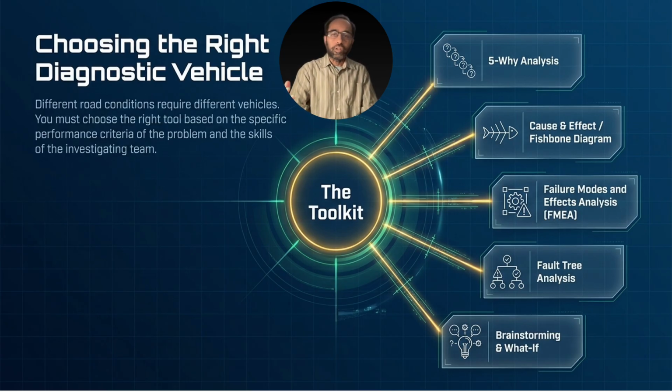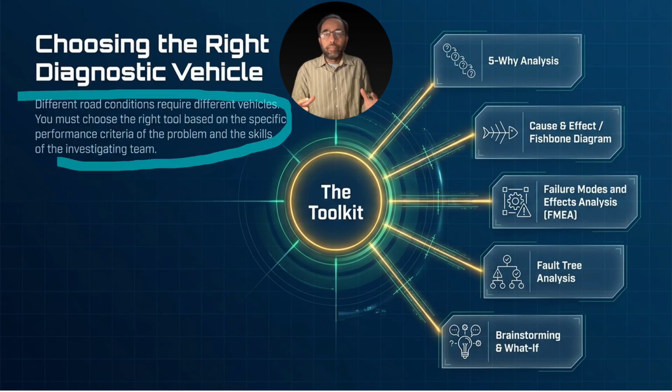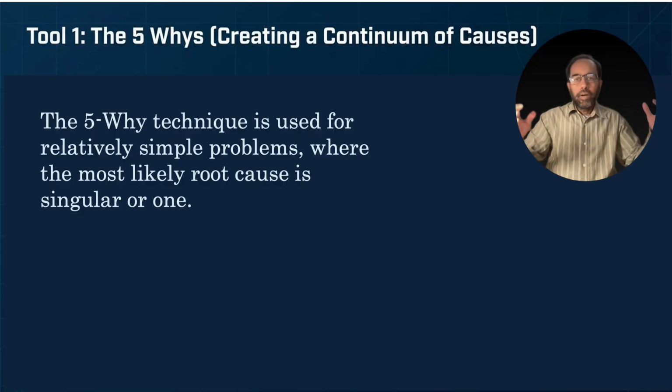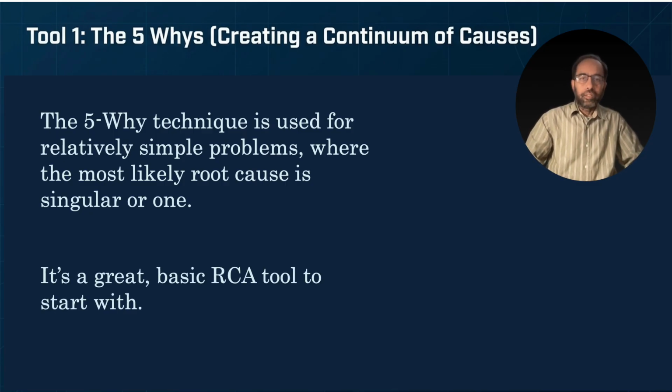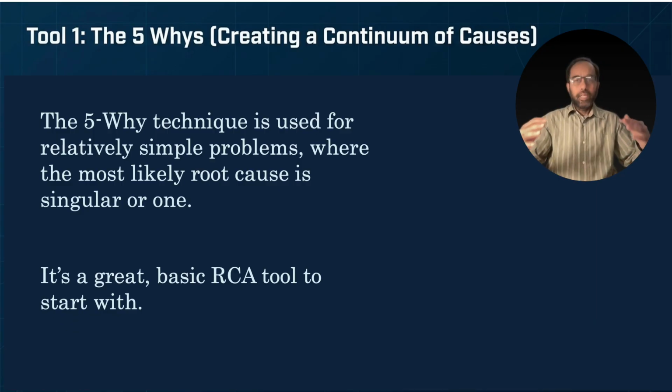In your RCA toolkit, you have different tools to choose from. And as we discussed earlier, it depends on the complexity of the problem and the skill sets of the team. In this video, we'll go over the top 2 investigation tools. We'll start with the 5-why analysis. The 5-why technique is used for relatively simple problems where the most likely root cause is singular, or one. It's a great basic root cause analysis tool to start with. Let's do an exercise and then we'll come back and review a little bit more.